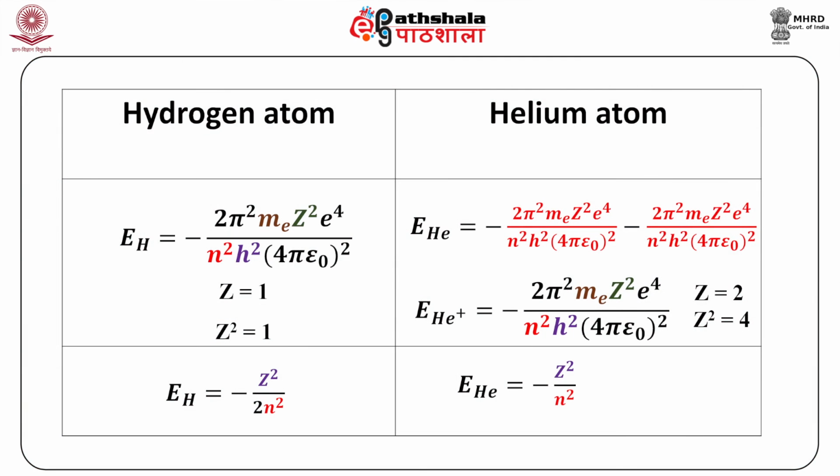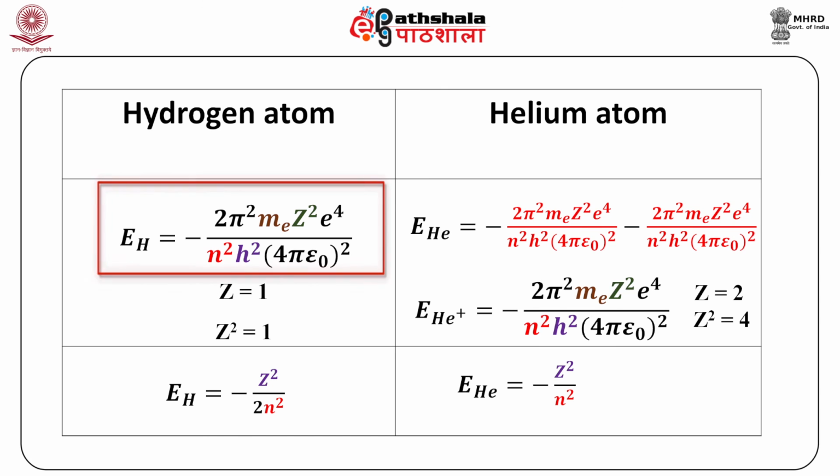Now in this table, you can very easily see a comparison between the energy of the hydrogen atom, the energy of the helium atom, and the corresponding energy of the helium ion. On the left hand side, you can see that the energy of the hydrogen atom is given by minus 2 pi square m Z square e to the power 4 divided by n square h square. In parentheses, we have 4 pi epsilon 0 whole square.